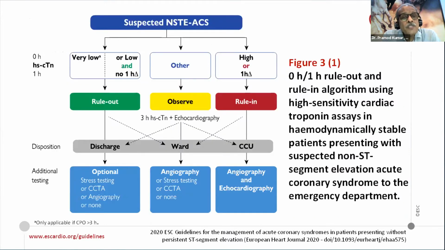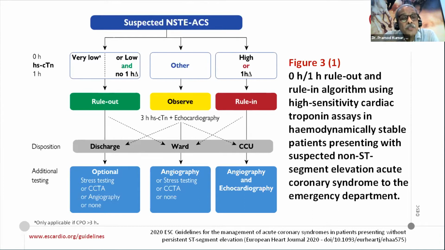So once you have suspected non-ST elevation MI, if you put that patient in the very low category, where you have seen that the high sensitivity troponin is not high and doesn't rise after 1 hour, what we call the delta 1 hour, you rule out the diagnosis of NSTEMI or STEMI. The patient can be discharged, and then you can subject that patient to other investigations later on.